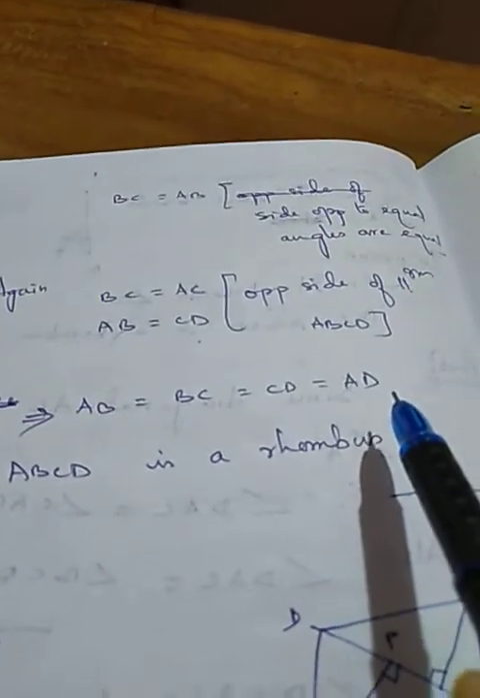Sides opposite to equal angles are equal. Again, as it is a parallelogram, BC equals AD and AB equals CD, opposite sides of a parallelogram. So in that way you can prove that all the sides of this parallelogram are equal, hence it is a rhombus. So in that way you can prove.